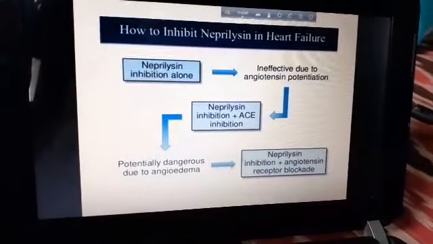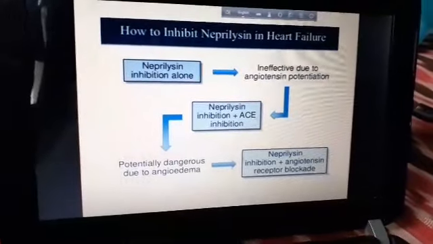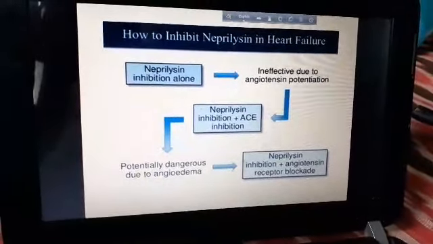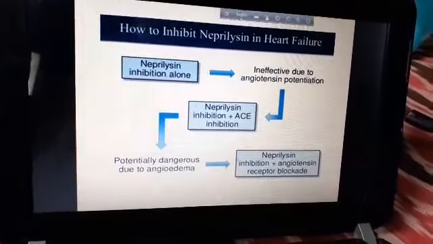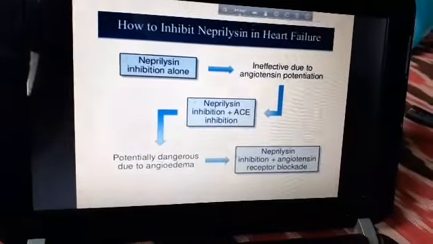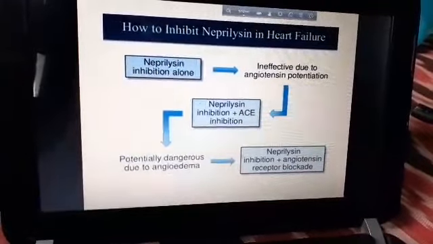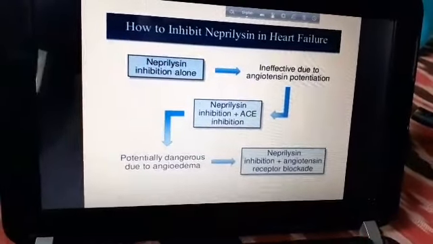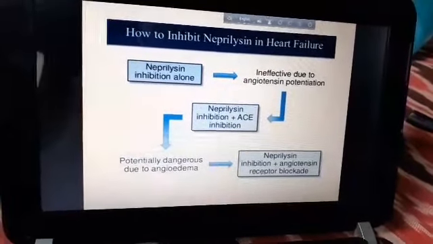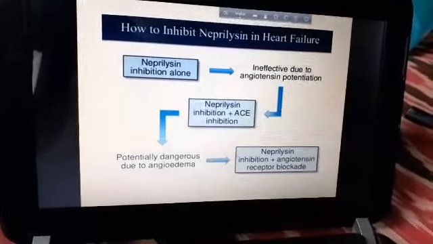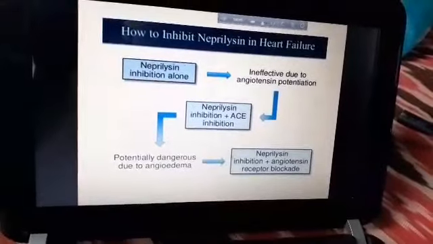So a neprilysin inhibitor alone is not effective because that will increase the angiotensin effect, whereas a neprilysin inhibitor with an ACE inhibitor is potentially dangerous due to angioedema, and that's why a neprilysin inhibitor plus angiotensin receptor blockade is used, so that they can have less angiotensin potentiation as well as less chance of angioedema. So neprilysin inhibition is not used alone because angiotensin activity is enhanced, but ACE inhibition also cannot be given because of risk of angioedema due to bradykinin effect. But neprilysin inhibition and angiotensin receptor blockade is safe as well as more effective.